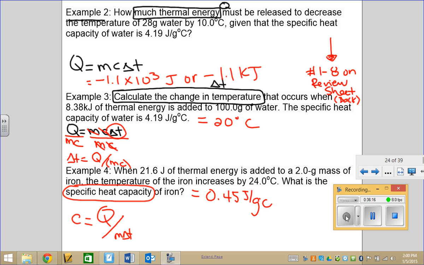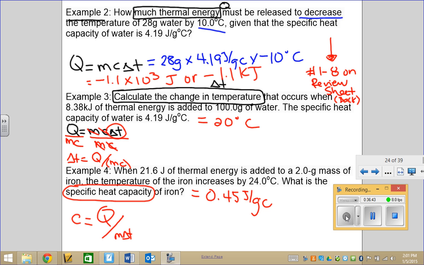All right, I'm just going to run through how to solve these 3 problems. If you've already gotten them and you're working on the review sheet, you can keep on doing that. That's totally fine. For the first one, the numbers that you would have used would have been 28 grams, 4.19 joules per gram degree Celsius, and negative 10 degrees Celsius.